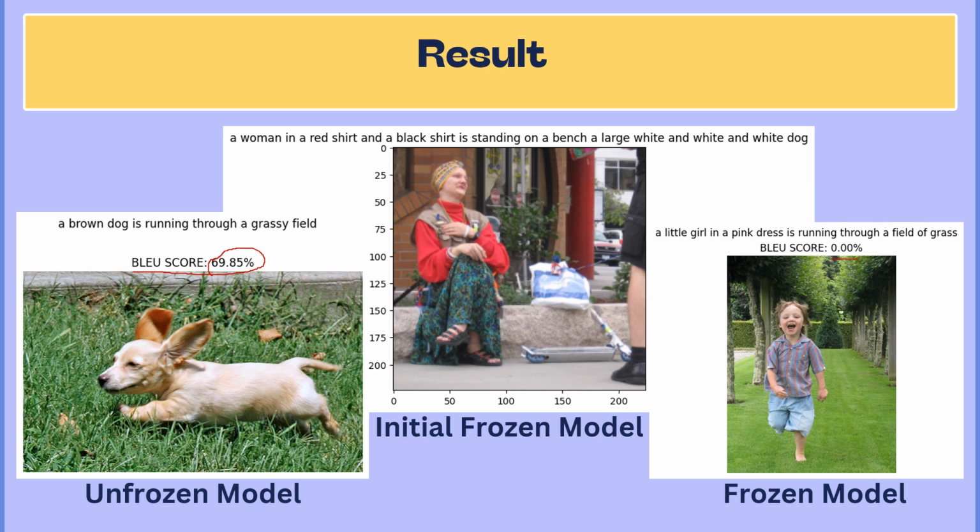For example, it says a woman in red shirt and black shirt standing on a bench, a large white and white and white dye, which shows it has a bias on color because of the overfitting that it had. In comparison, the other unfrozen model had a score not that much different from the frozen model. So if we care about time a lot, we can use the frozen model.